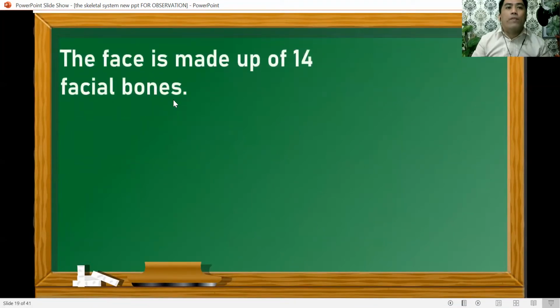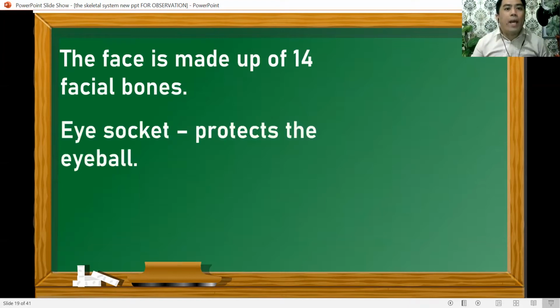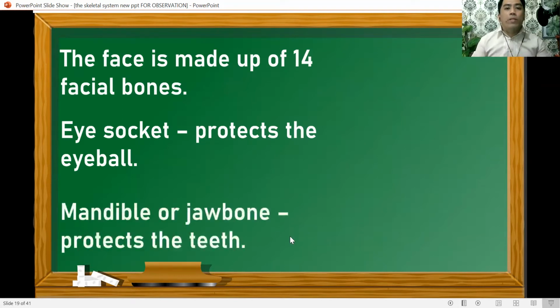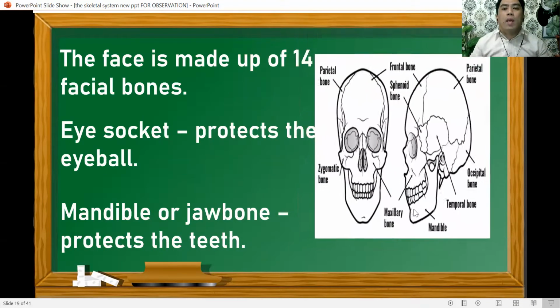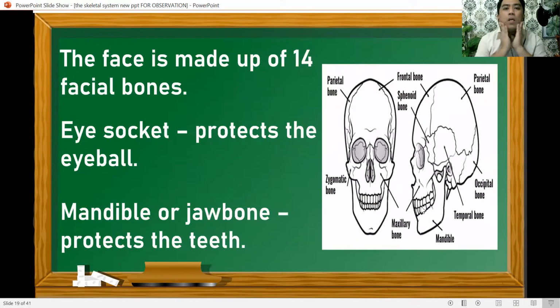Next, we have the face, which is made up of 14 facial bones. 14 daw. So mahirap naman bilangin. Hindi natin makita. Okay. Eye socket protects the eyeball. Yan. So eye socket. Dito. So kung makita nyo yan, di ba yung bungo, may butas dito. Yun ang tinatawag na eye socket. Next, the mandible or the jawbone. Yan, dito. It protects our teeth. Yan. So, dito ang mandible. Ito naman ang eye socket.